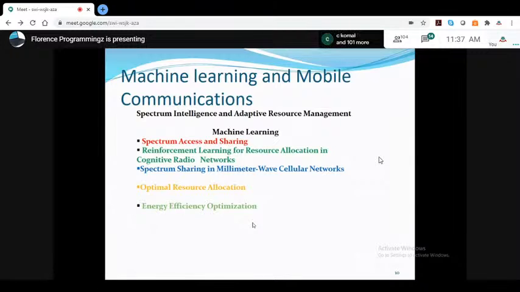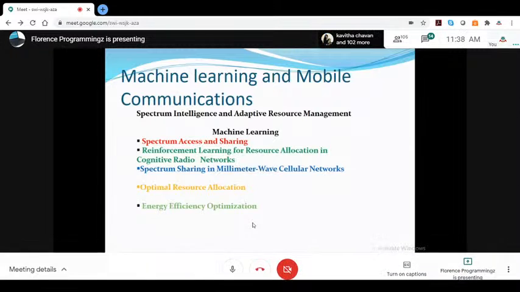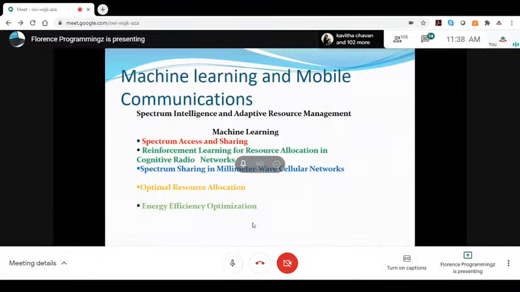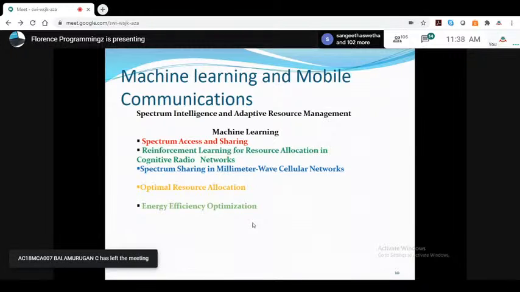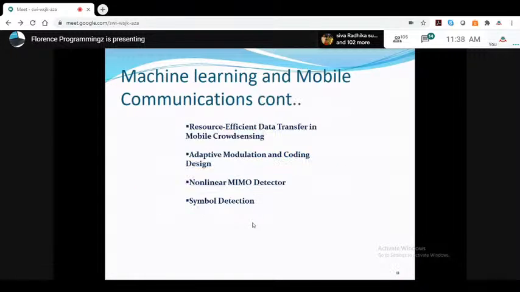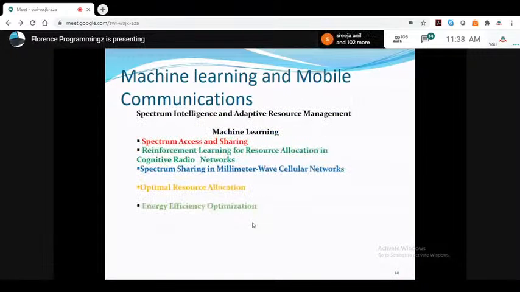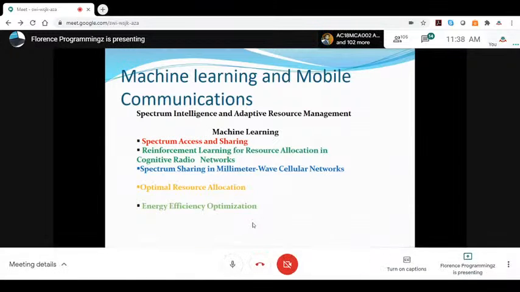this is how the spectrum sharing is done in millimeter wave cellular network. So actually, this millimeter wave cellular network started for terahertz communication, where 5G and 6G are taking part. In that case, if you want to use machine learning algorithms, you can make use of the algorithm and work on how the spectrum could be effectively shared in millimeter wave cellular network. It is a very interesting topic. And you can even work on energy efficiency, and how to optimize it. So that is very important.